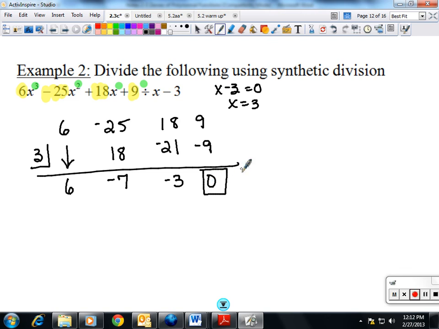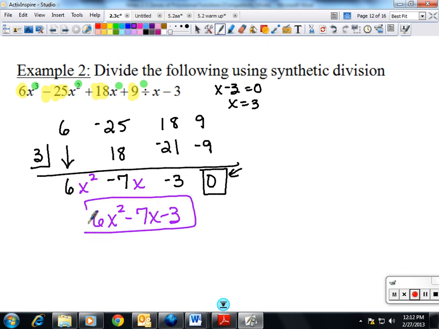This is your remainder. This one has no remainder, so it goes in evenly. And then what you do is you say this is x cubed, so you drop 1 from that. That makes x squared, and you fill it in. Just count down. So my answer is 6x squared minus 7x minus 3. You should have done this in Algebra 2, so it shouldn't be that bad. We'll go ahead and do another one.